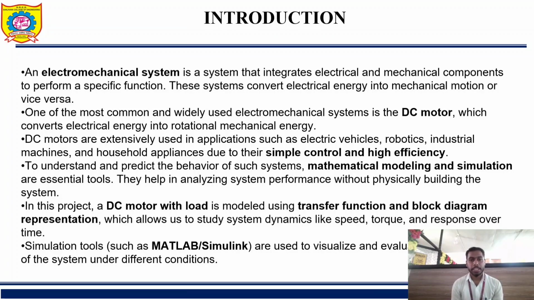Firstly, an electromechanical system is a system that integrates electrical and mechanical components to perform a specific function. These systems convert electrical energy into mechanical motion or vice versa. One of the most common and widely used electromechanical systems is the DC motor, which converts electrical energy into rotational mechanical energy. DC motors are extensively used in applications such as electrical vehicles, robotics, industrial machines, and household appliances due to their simple control and high efficiency.